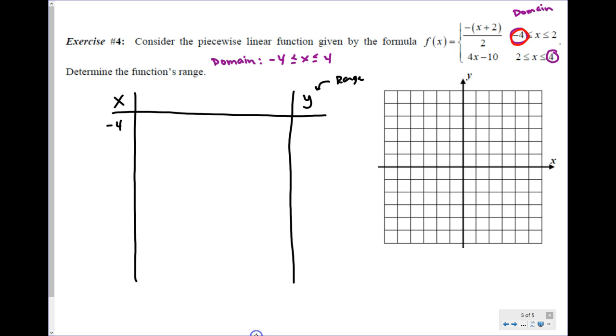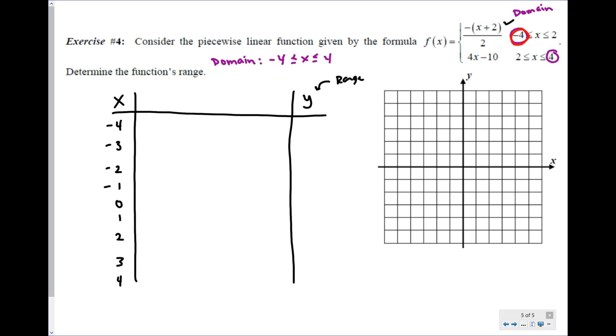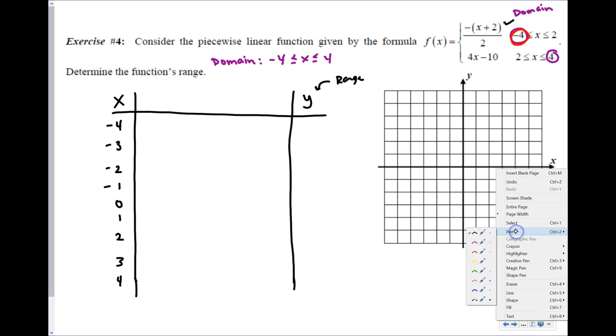So I'm going to start with -4, and I'm going to pick the equation I need for -4. Do I need the top one or the bottom one? Well, -4 is part of this first one, because that's -4 to 2. So all the integers from -4 to 2 need this one equation. So -4, -3, -2, -1, 0, 1, and 2 are all going to use this first equation. Then the numbers 3 and 4, they're going to use the second equation, 4x minus 10. So what we're going to do is plug them in.